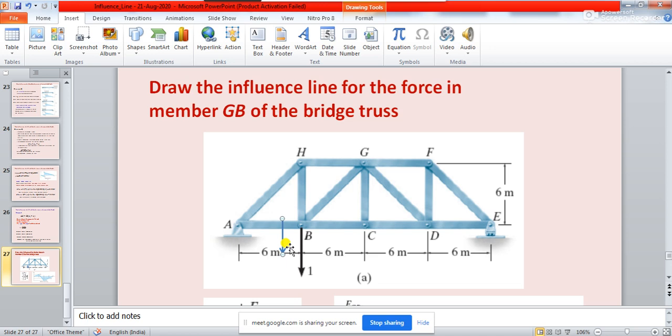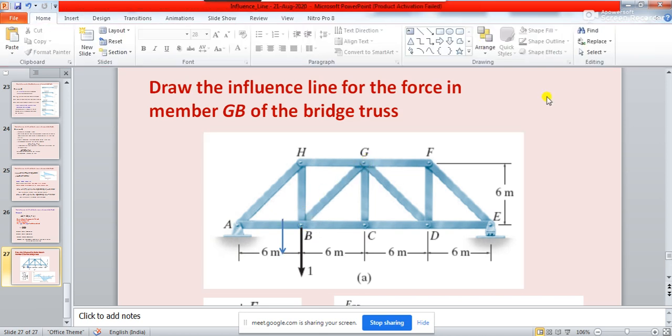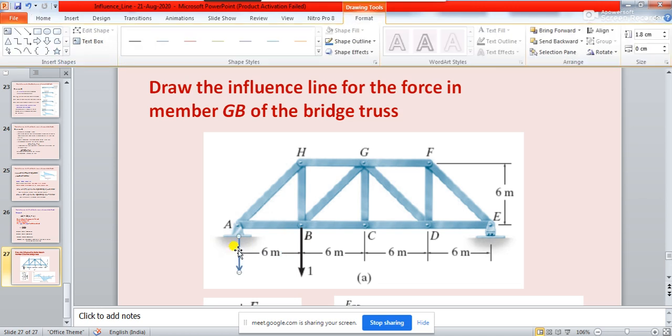Every time you place the load at a particular joint, you need to find out the force coming in that particular member for which you want to construct the influence line diagram. For this problem, you are asked to find the influence line diagram for this member GB. So ideally, you should be placing the load at different joints.